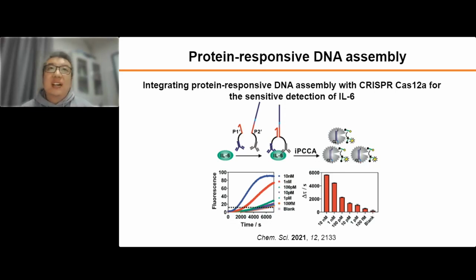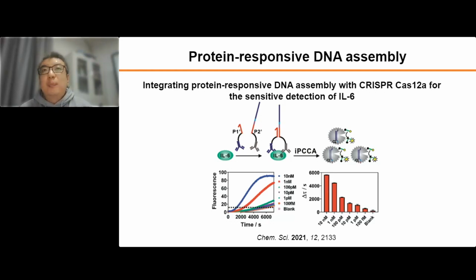So in this particular case, we integrate a protein-responsive DNA assembly. The two probes are linked with antibodies that can recognize a specific protein, in this case interleukin-6, but at different epitopes. Once they bind to the protein, they bring those two short DNA strands, the red part here, in the solution into very close proximity, and they assemble.